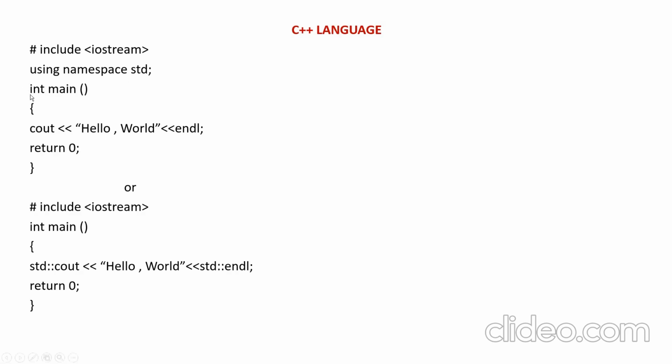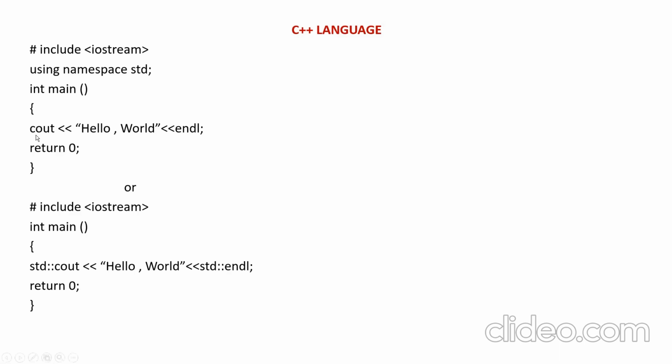Since I am mentioning int over here, I am providing some integer value, return 0. It doesn't matter even if you give return -1, return 1, return -255, any integer you can give. An integer means it is a combination of both positive as well as negative values.